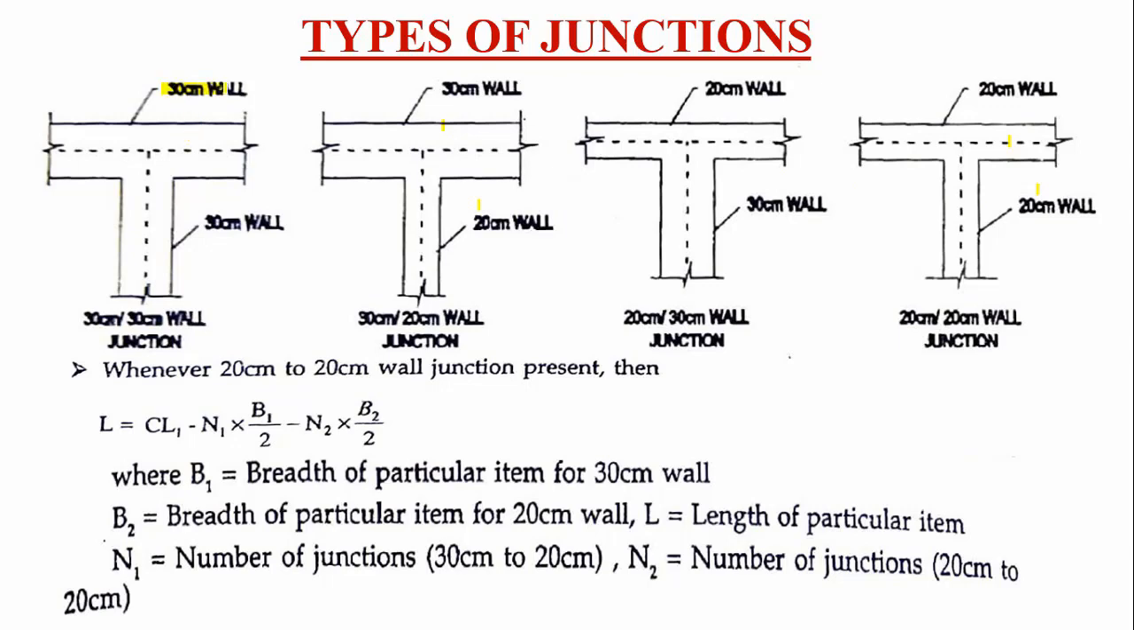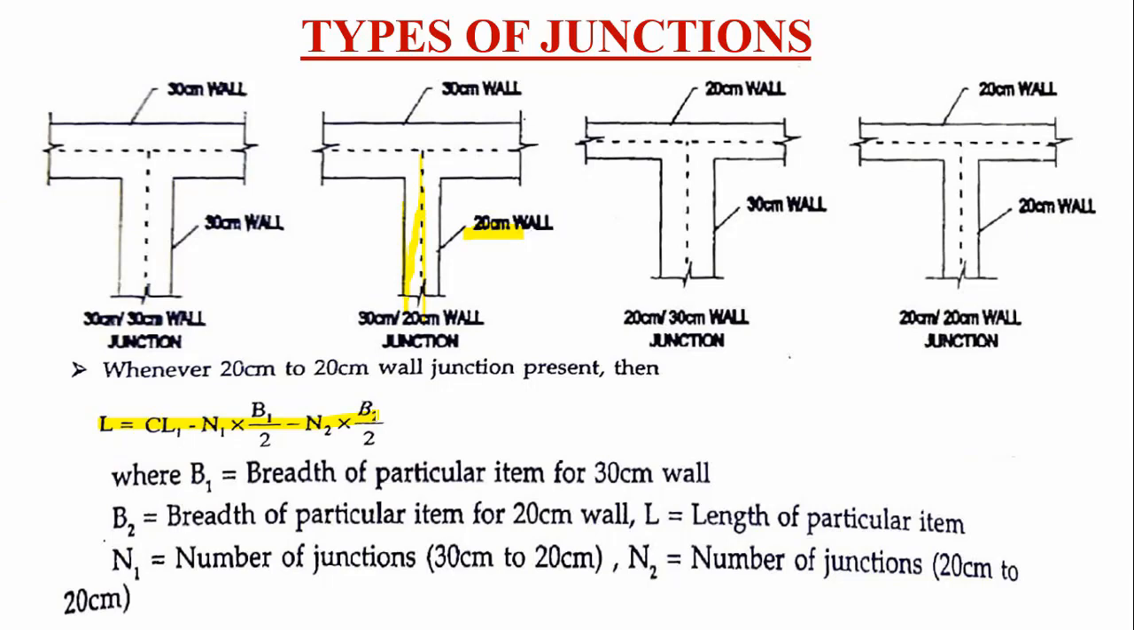That is 30 to 30, how many junctions we have? 30 to 20, how many junctions we have? 20 to 30, how many junctions we have? And 20 to 20, how many junctions we have, right? Then next, so as to calculate this 20 centimeter wall length, how do we calculate?